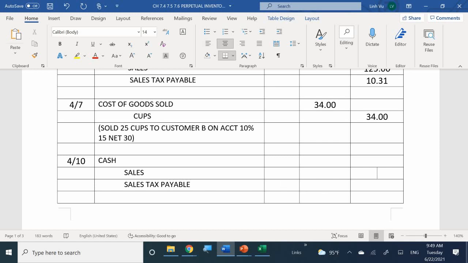So in this case, if I sold 50 cups at $5 each, what's my total sales? 250. What is my tax? I got 20.625, so 20.63. So giving me a grand total of 270.63.